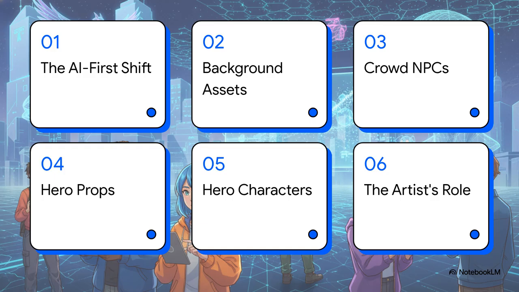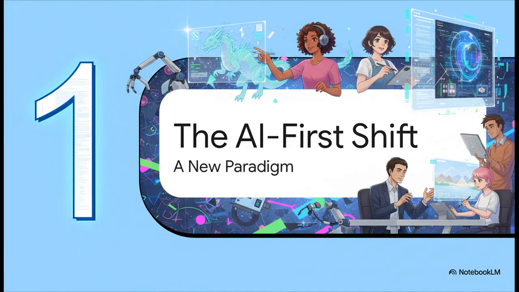Here is our roadmap. We'll be covering: 1. The AI-first 3D shift. 2. Building the background. 3. Populating with crowd NPCs. 4. Crafting detailed hero props. 5. Mastering hero characters. And 6. The artist's new role.